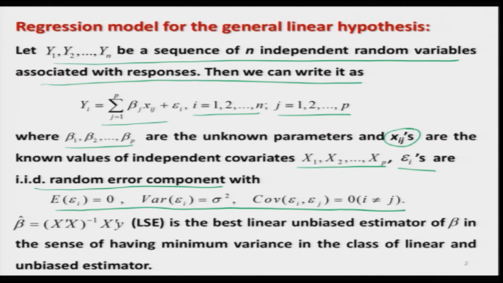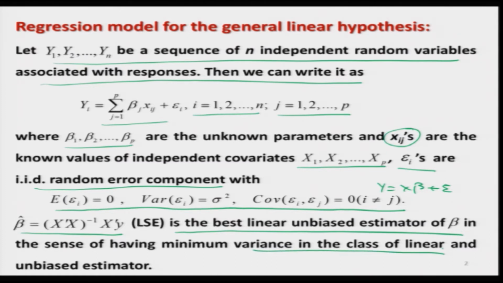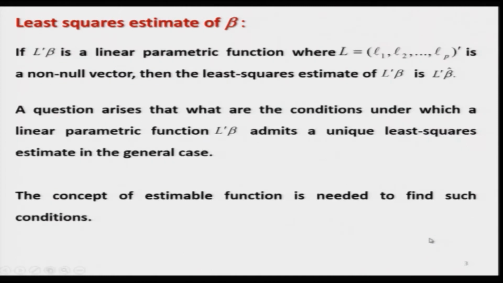Then after this we found the ordinary least square estimator of beta from this model y equal to X beta plus epsilon, and this estimator was obtained as beta hat is equal to (X transpose X) whole inverse X transpose y. This least square estimator is the best linear unbiased estimator of beta, in the sense that it has minimum variance in the class of linear and unbiased estimators.